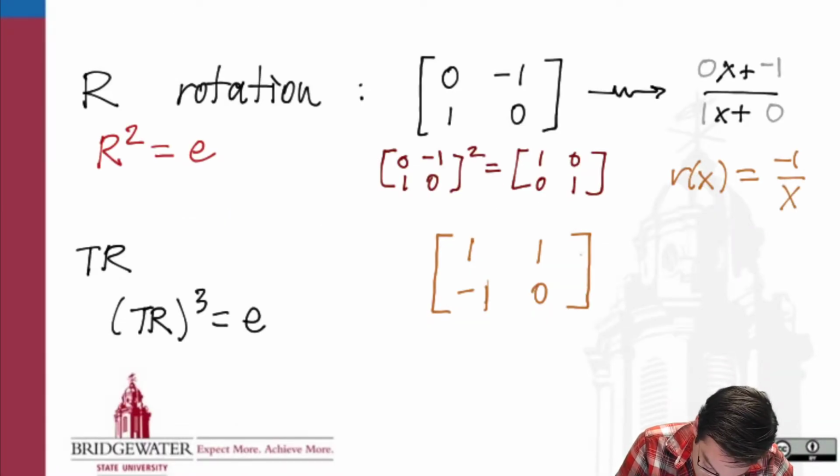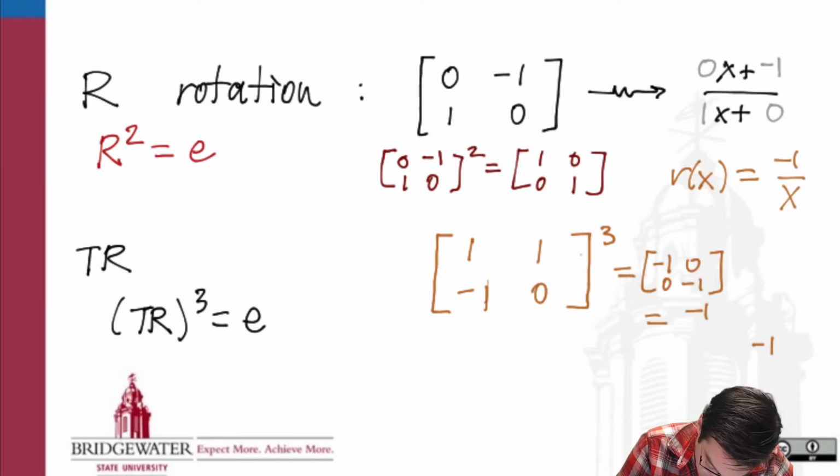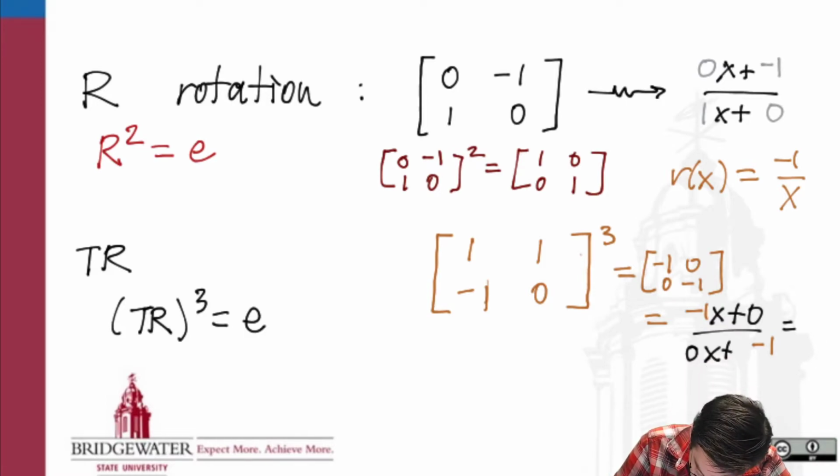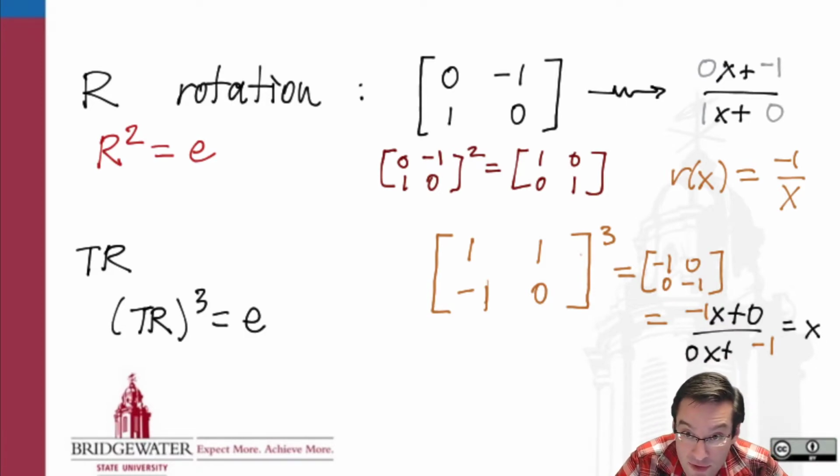So it turns out that this matrix, when I raise it to the third power, doesn't quite give me the identity matrix, but it gives me a matrix which represents the identity Möbius transformation. Right? If I turn this into a Möbius transformation, minus 1x plus 0 over 0x plus negative 1, if we simplify that out, we get minus x over minus 1, which again is just x, the identity function, e of x equals x.